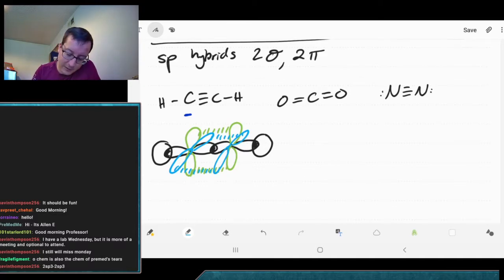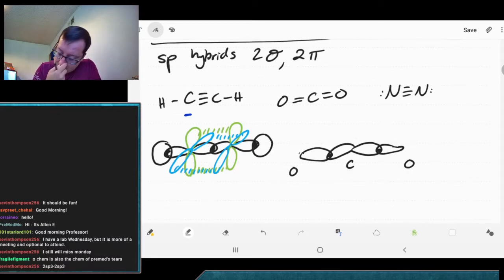If we take a look at the carbon dioxide, let's go ahead and do that. So we've got our sp orbitals. We've got some sp2 orbitals from the oxygen. We've got our carbon in the middle. We've got our oxygens here.